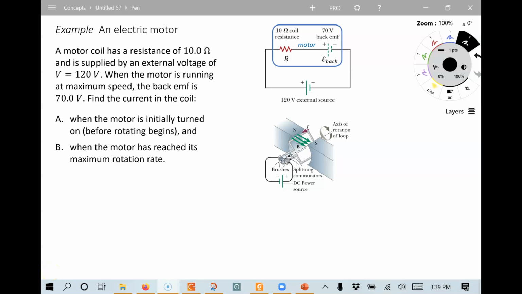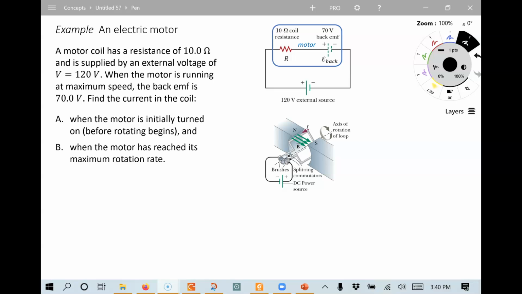Hi, this is an example problem from Chapter 22 on electric motors. Pause for a moment to read the question. So this shows an electric motor which is attached to an external voltage source. It looks like a DC battery, 120 volts, right?